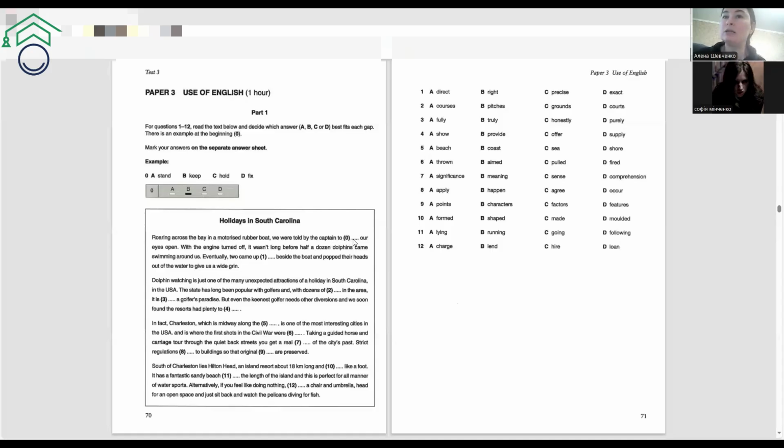So, in this one, 0, we have keep, right? Because this is the example. For number 1, we have the following. Direct, right, precise, exact. Now you have to think which one can suit you and choose the letter. B, right. Yeah, you're right, absolutely correct. So, for number 1, we use B.